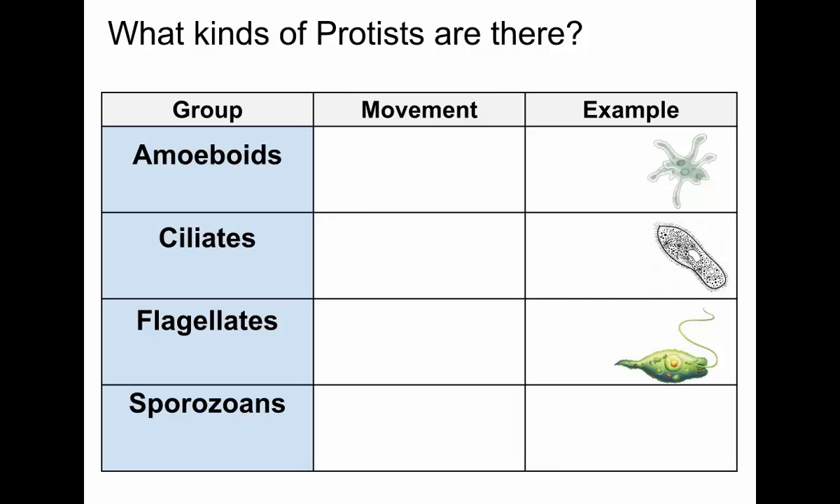So we are going to talk about individual protists in more detail, okay? Because there's 4 large groups of protists, and their movement is how we put them into these groups. There are ameboids, ciliates, flagellates, and sporozoans. Those are the 4 groups of protists.